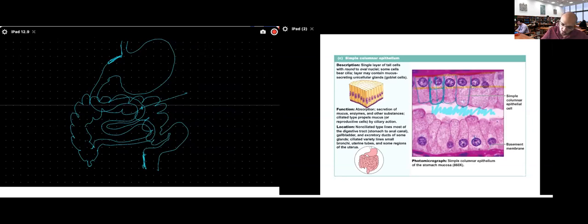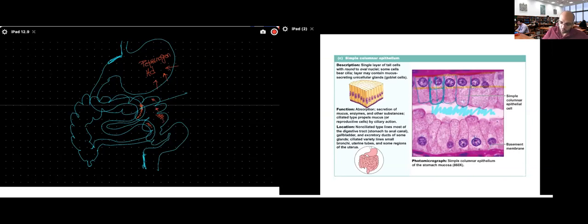So for example, in your stomach, you're going to be secreting lots of mucus that contains hydrochloric acid, that contains pepsinogen, which is a digestive enzyme for the proteins that you release in the stomach. We have a lot of enzymes that get released in the small intestine. There's a lot of mucus secreted in the large intestine as well.